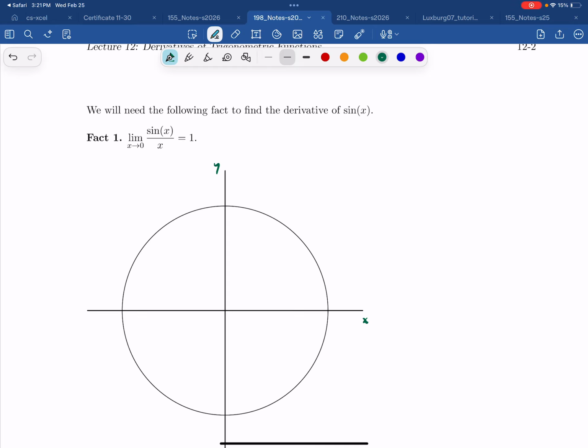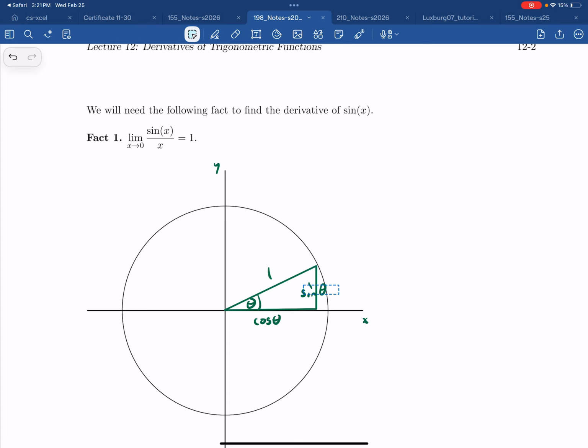Consider the unit circle here on the xy plane. Suppose we have some generic triangle right here with angle theta. Well, we remember from before that if this is the side adjacent to theta, that's the same as cosine of theta, because of the unit circle, and this is the opposite side, and that's the same as sine of theta.